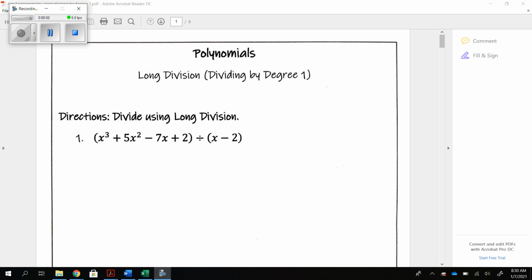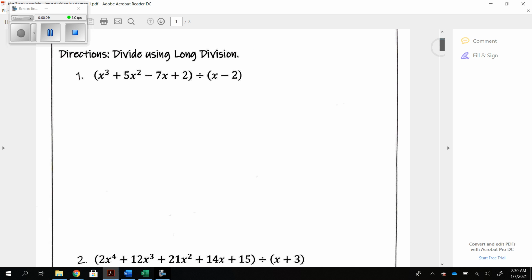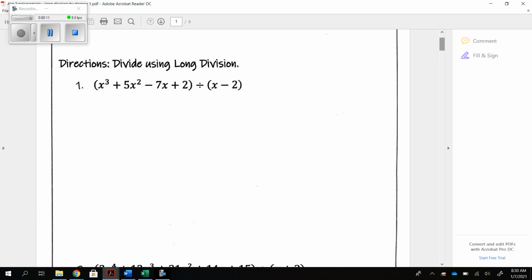Alright, today we're doing long division of polynomials. We have to divide using long division. That's why we reviewed it just yesterday. And just to let y'all know, I might make a mistake too. It's long division. I'm human. I might mess up too. So just bear with me and we will get it where it needs to be.